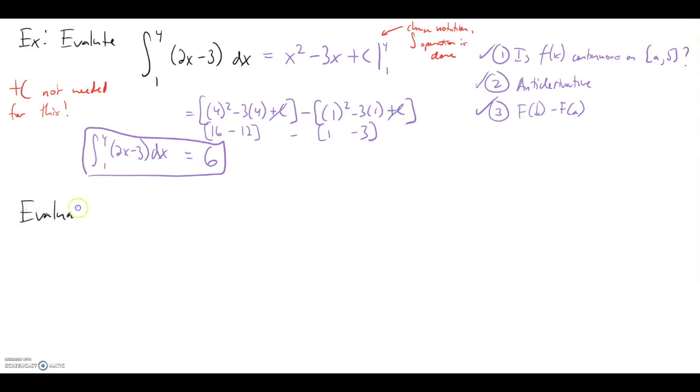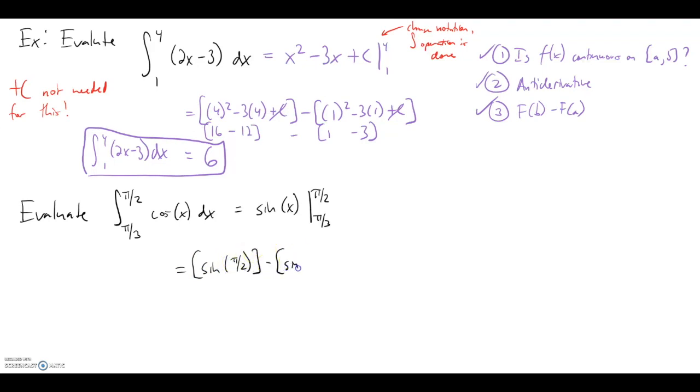And so we'll finish with one more example. Evaluate the integral from pi over 3 to pi over 2 for cosine of x with respect to x. Cosine is an everywhere continuous function, so we'll move into finding its antiderivative, which is sine of x. And we'll evaluate that from pi over 3 to pi over 2. The fundamental theorem says this will be equal to sine at the end boundary, pi over 2, minus sine at the starting boundary, pi over 3.